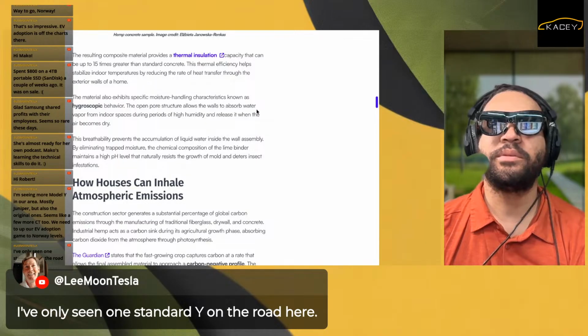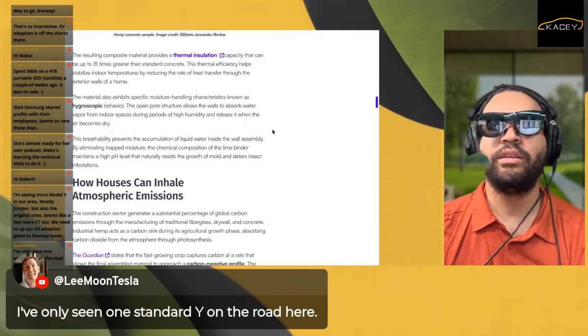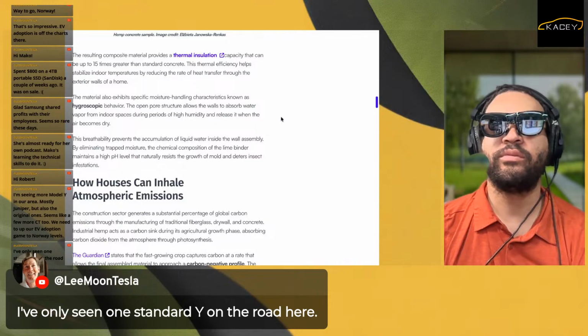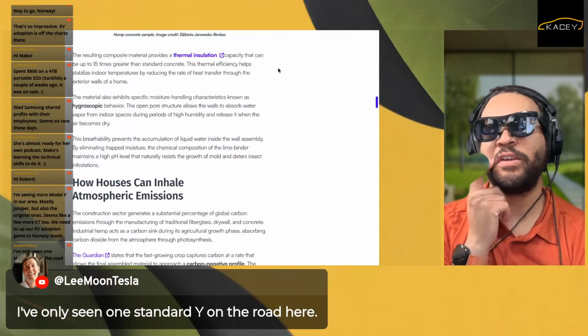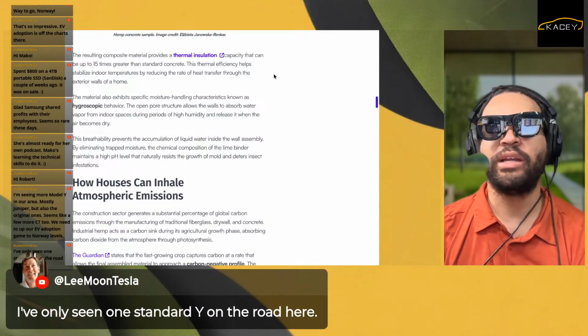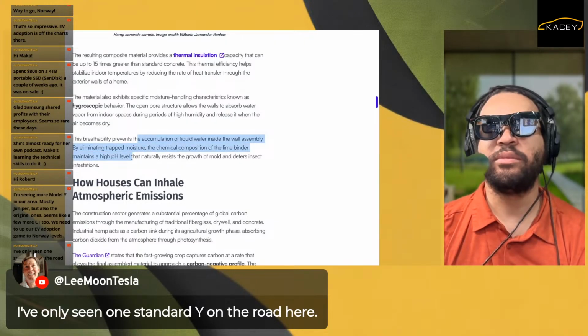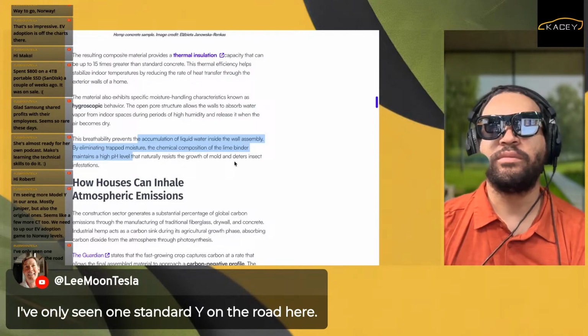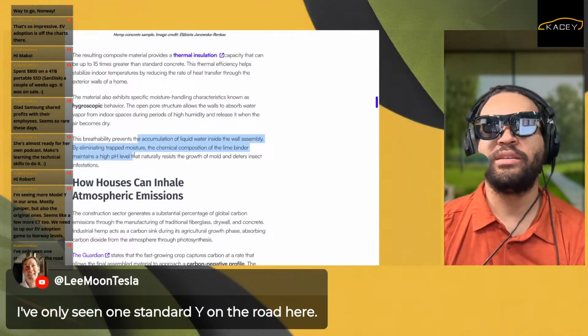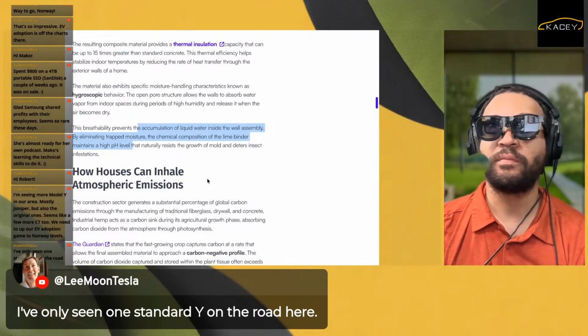The material also exhibits specific moisture handling characteristics known as hygroscopic behavior. The open pore structure allows the walls to absorb water vapor from indoor spaces during periods of high humidity and release it when the air becomes dry. This breathability prevents the accumulation of liquid water inside the wall assembly. By eliminating trapped moisture, the chemical composition of the lime binder retains a high pH level that naturally resists the growth of mold and deters insect infestations. All right.